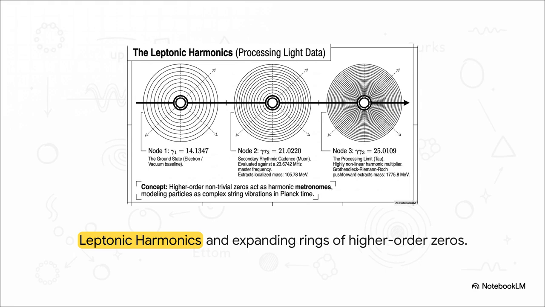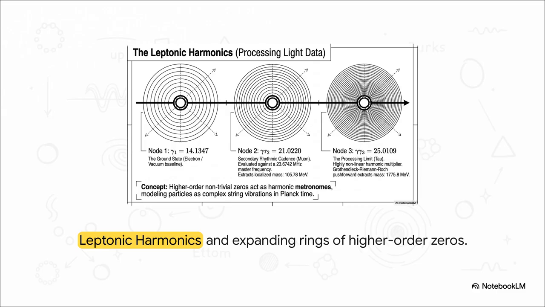Now, what's really interesting about this slide is how these expanding harmonics actually operate. The first zero sets our basic electron baseline, but step up to node 2, and that second zero acts like a harmonic metronome for the muon, calculating a precise, localized mass of 105.78 MeV. Then, look at node 3.